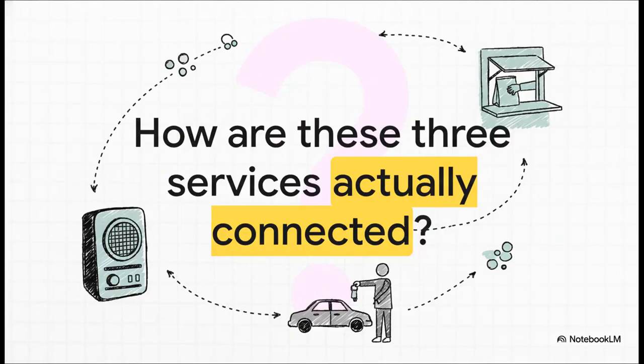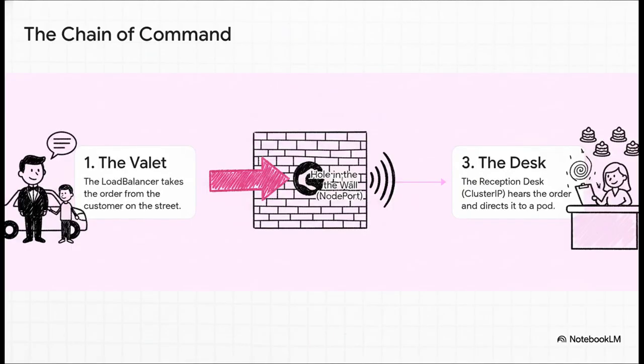Now, when you look at these, it's really easy to think that they're just three separate choices. You pick one. Do you want the intercom, the takeout window, or the valet? But that's not quite how it works. And this is the most important part. The crucial question is, how are these three things, ClusterIP, NodePort, and LoadBalancer, actually connected to each other? The answer is that they form a chain of command.